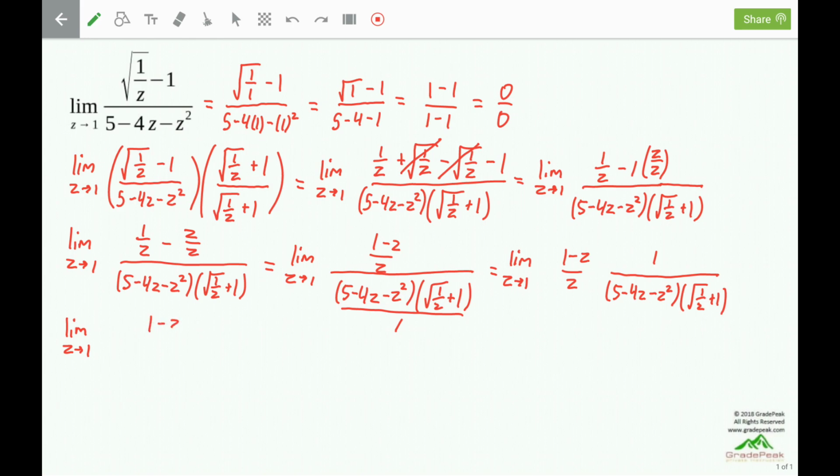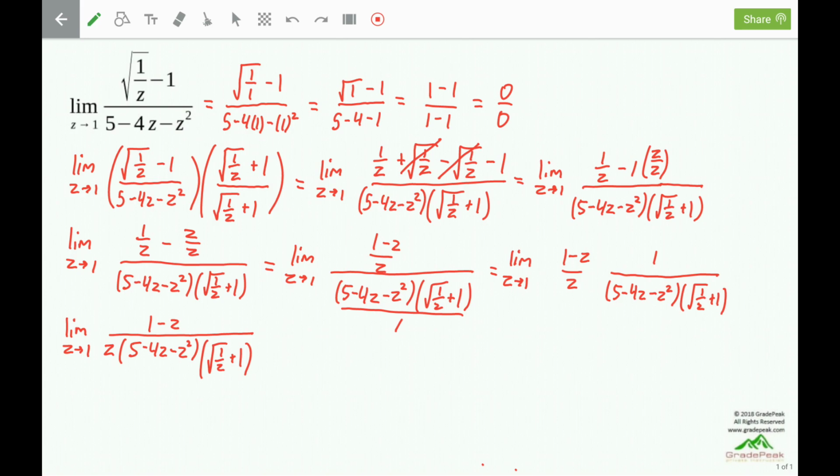We have the limit as z goes to 1 of 1 minus z divided by z times 5 minus 4z minus z squared, and then the square root of 1 over z plus 1.